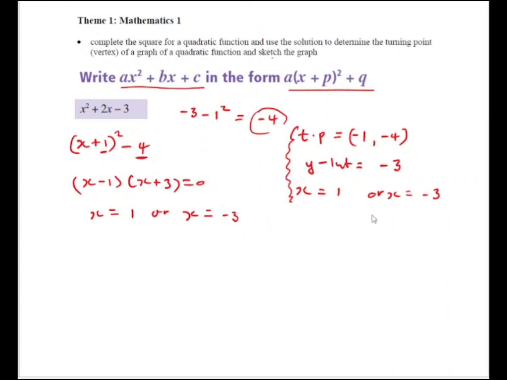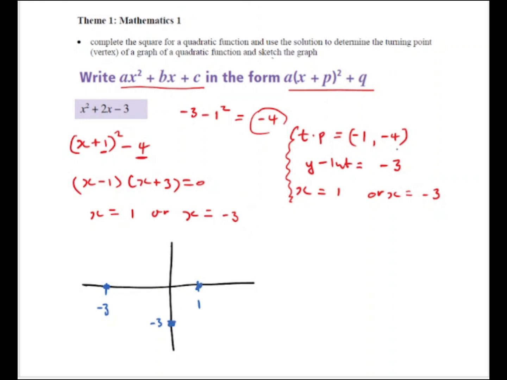So if I draw the axis here, for our quadratic graph we have to put in the x values. We have positive 1 there, and then negative 3 there. Then we need to put in the y-intercept. The y-intercept is negative 3, so the graph will cut the y-axis there. So I know the graph will cut here, here, and it will also pass through here.